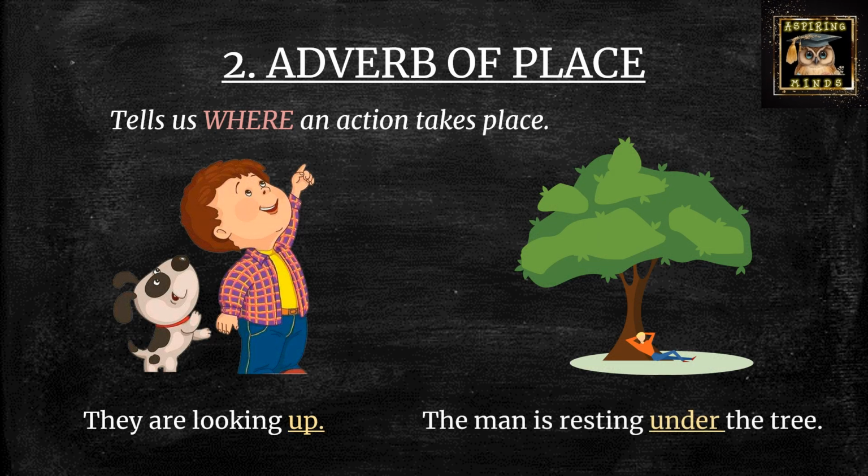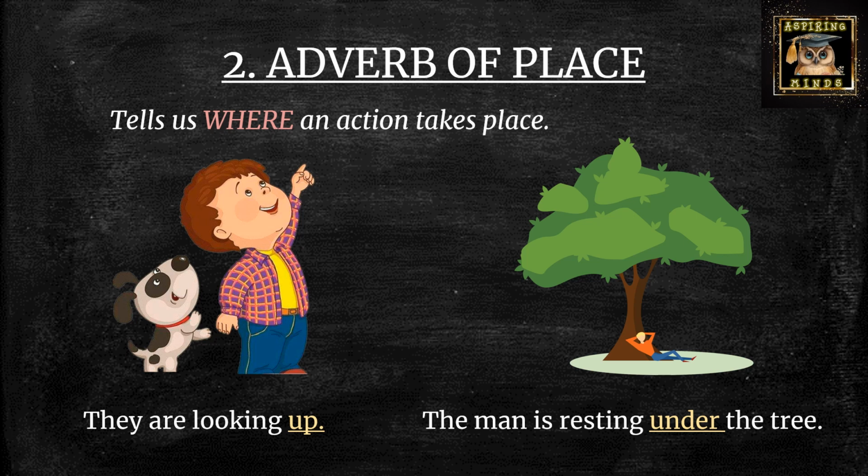The next type is adverb of place. This is easy. It tells us where an action is taking place. So if you see there's a boy and there's a dog along with the boy, and the sentence goes like, they are looking up. Now I don't know what the boy is trying to show the dog, but they seem to have seen a very beautiful sight in the sky, so they are looking up, and here the word up becomes adverb of place.